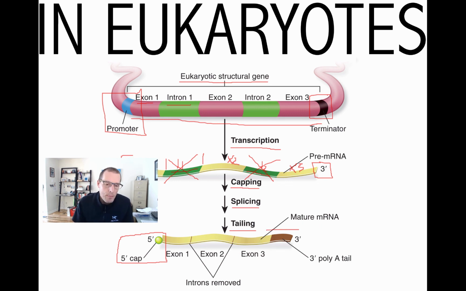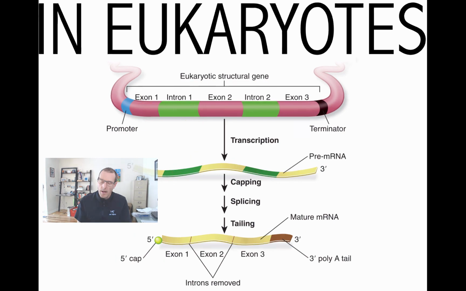And the last thing that happens is a process called tailing, and that is where a structure called the 3' poly A tail gets added. And that is just a chain of adenines. So all of these things happen after transcription, so they're said to be post-transcriptional. So we'll talk about these things in more detail in our next segment.